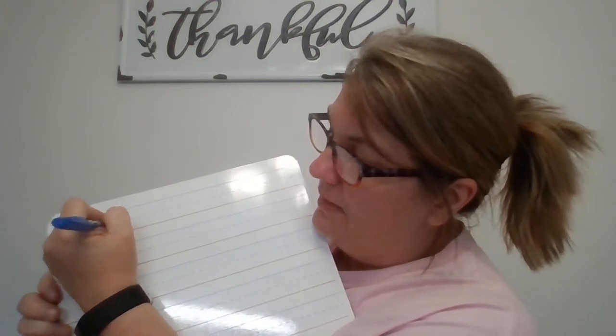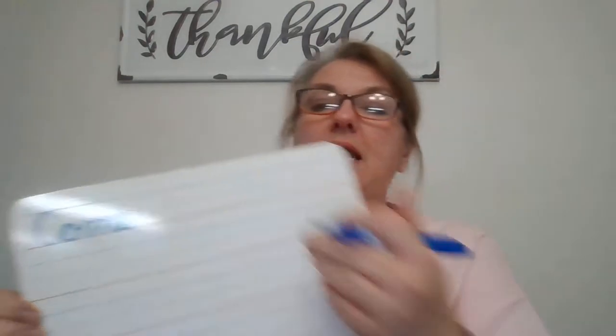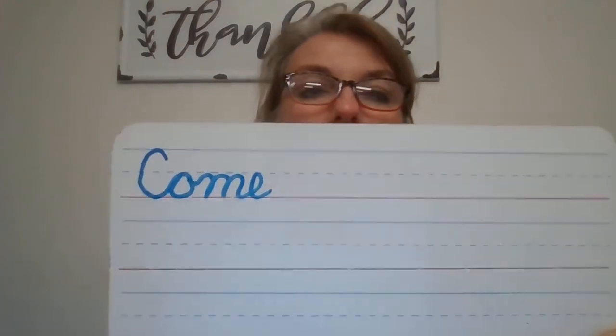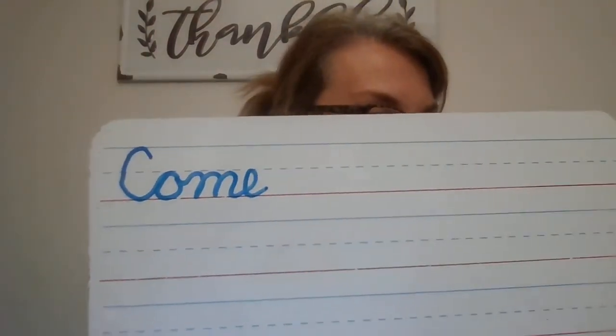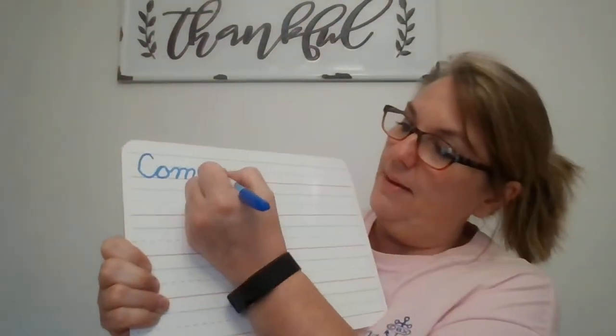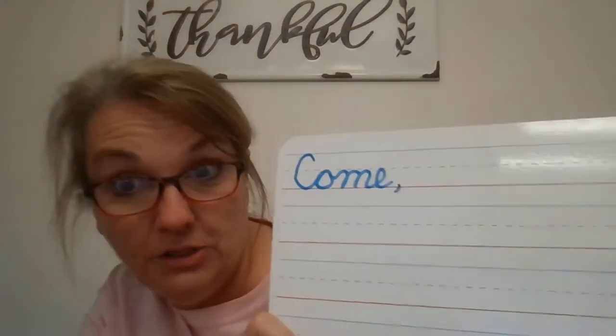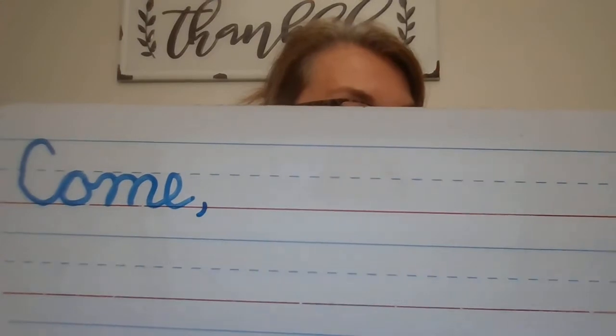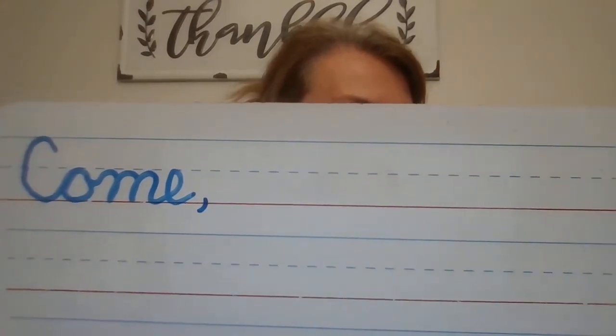Silent final E. Now for the C, all you do is start up there and come up and around. You just make it tall. Come. Go ahead and copy that. And actually, we're going to put a comma. Put a little comma in there. Now, I'll talk to you about the comma in just a minute. Come.